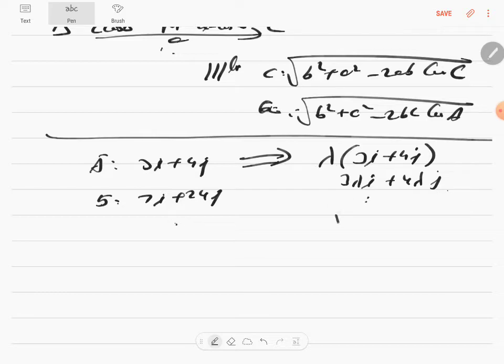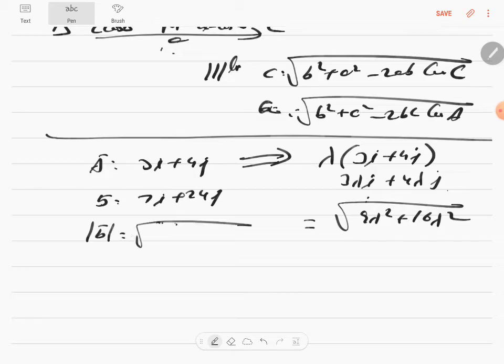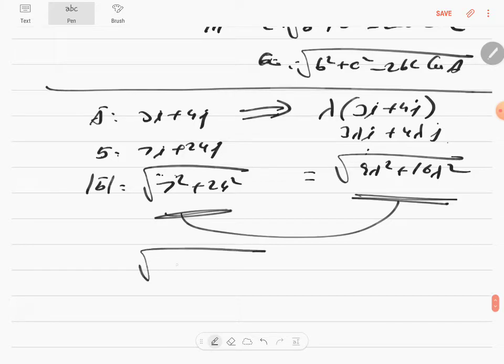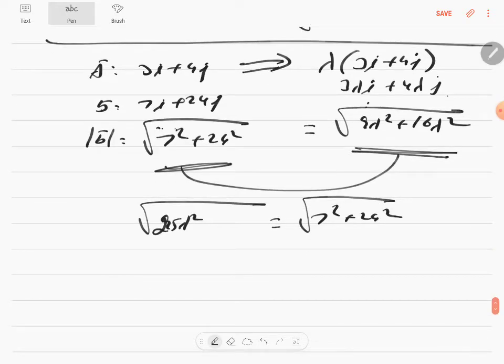What is the magnitude of this? It is the root of 9 lambda square plus 16 lambda square, which should equal the magnitude of B, the root of 7 square plus 24 square. Both are supposed to have the same magnitude, so you can equate them. The root of 25 lambda square is equal to the root of 7 square plus 24 square. Squaring both sides, you get 25 lambda square is equal to 49 plus 24 square.